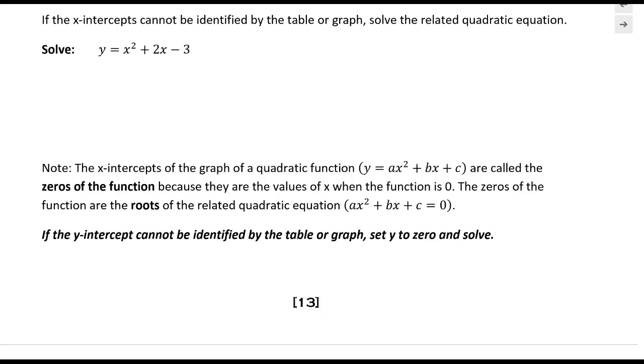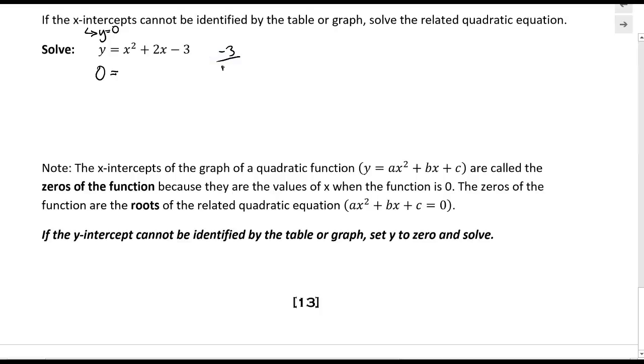But what if we cannot see the x-intercepts on the graph? Well, we're going to use our quadratic equation and use our strategy for factoring. So we'll start with 0 equals, because y is 0 when we're solving for our x-intercepts. And then we're going to factor. So in this case, we've got a simple trinomial. -3 is my product, +2 is my sum.